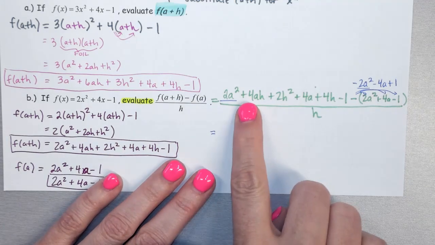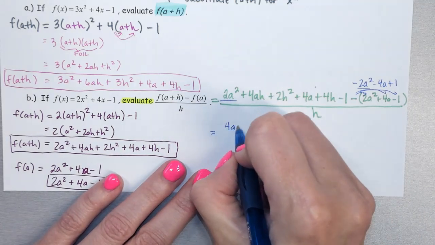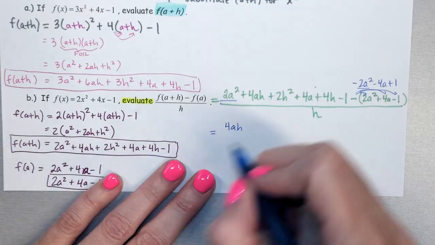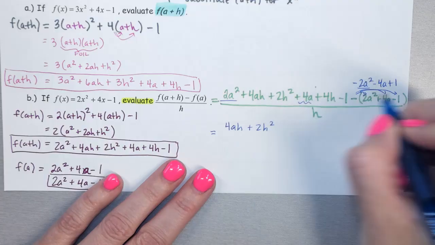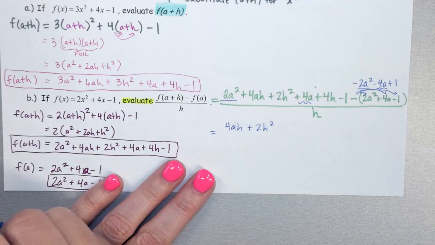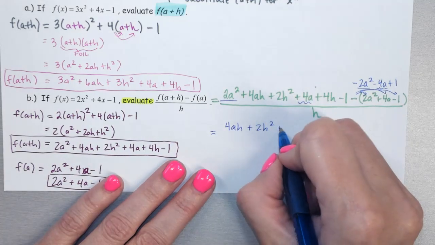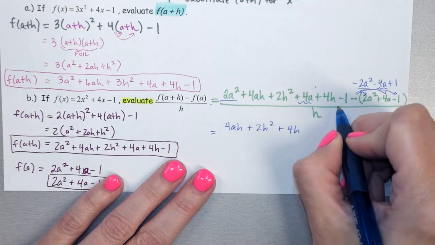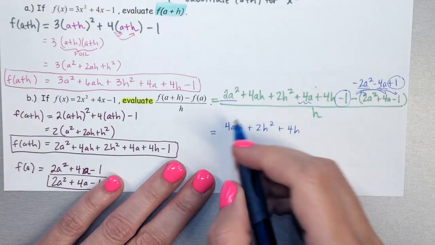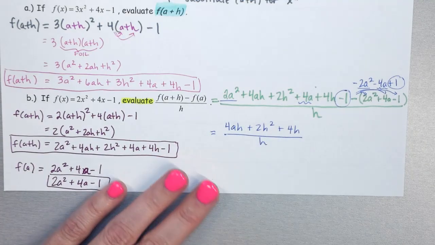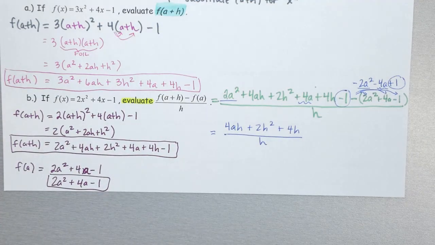Okay, 4ah, nothing to combine that with, so we're going to keep it. The 2h squared has nothing to be combined with. I have 4a and negative 4a, so those are going to cancel. Nothing to combine with 4h, and then I have negative 1 and a positive 1, and that's all divided by h. Okay, so when you're going to the next step, there's two ways you can do it.